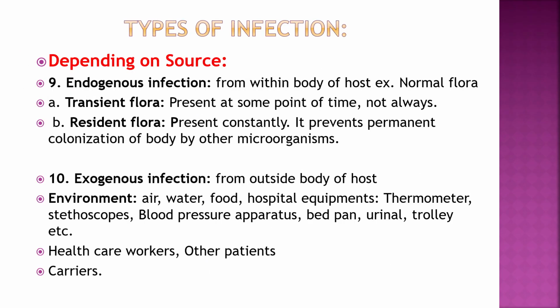Depending on source, the types of infections are endogenous infection and exogenous infection. So endogenous infection, it is from within body of host. Example, normal flora. So two types of normal flora, transient flora and resident flora. So transient flora is present at some point of time, not always, and resident flora, they are present constantly. It prevents permanent colonization of body by other microorganisms, that are pathogenic microorganisms.